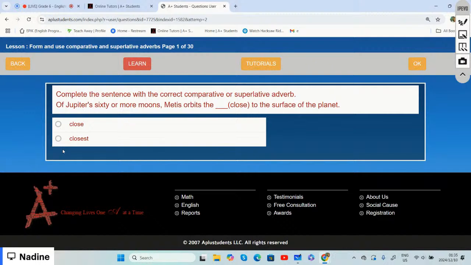All right, so we need to complete the sentence with the correct comparative adverb or superlative adverb. It says, of Jupiter's 60 or more moons, Metis orbits the close to the surface of the planet. So close, we need to either choose the superlative or the comparative adverb. So close, do we say the close or the closest to the surface of the planet?